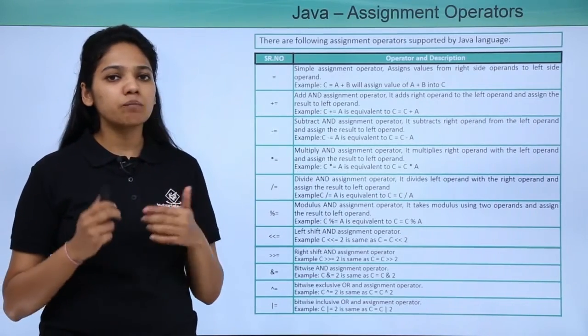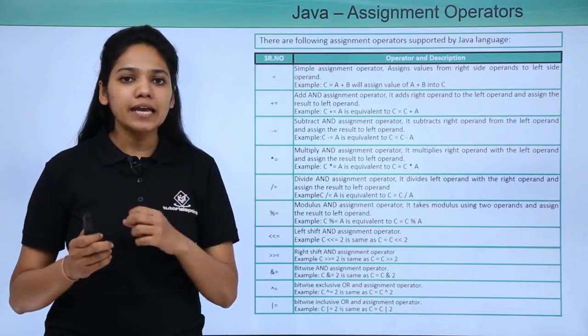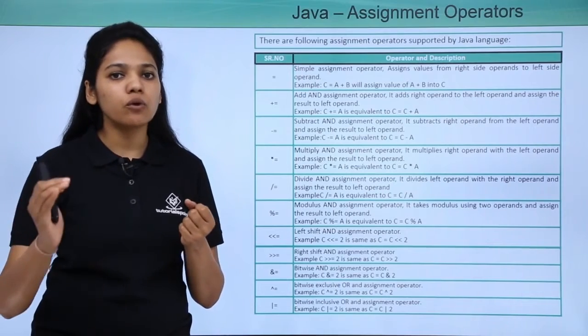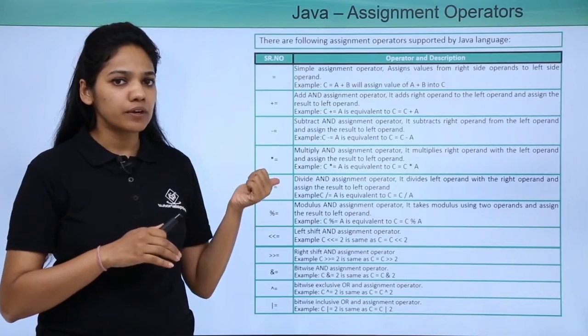The rest, it says that plus equal to, in the case of plus equal to, what it does is that it adds the left operand with the right operand, and the resulting value of this left plus right operand will be stored in your left operand.